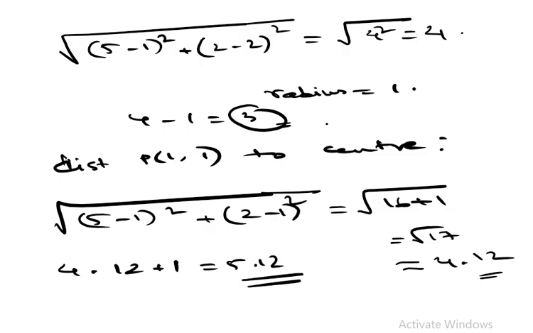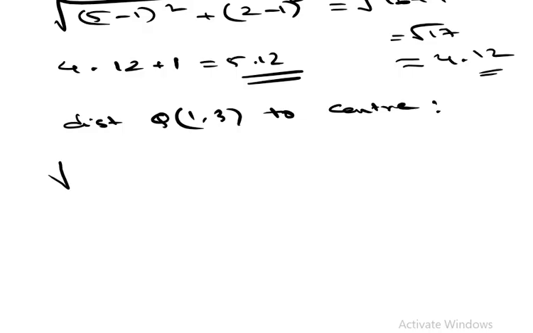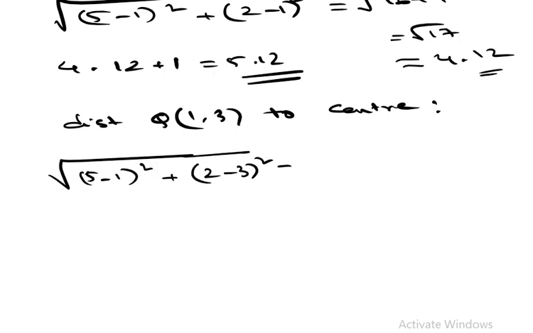Okay, now distance from Q (1, 3) to center will be what? Root over of (5 minus 1) whole square plus (2 minus 3) whole square, that is root over of 16 plus 1, that is root 17, that is near about 4.12.